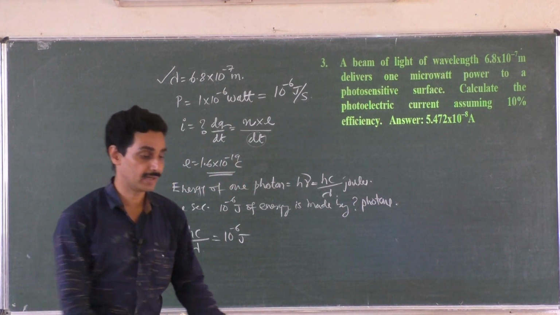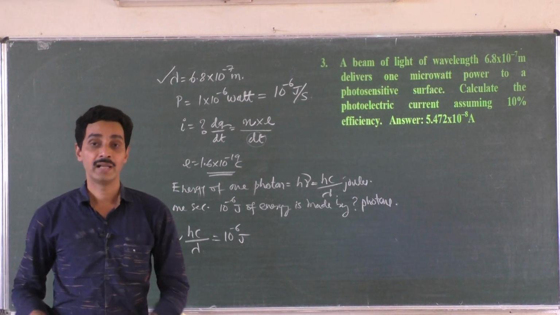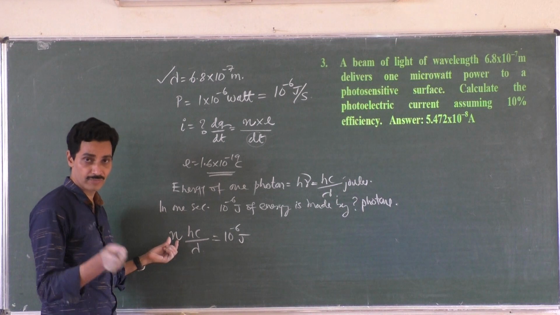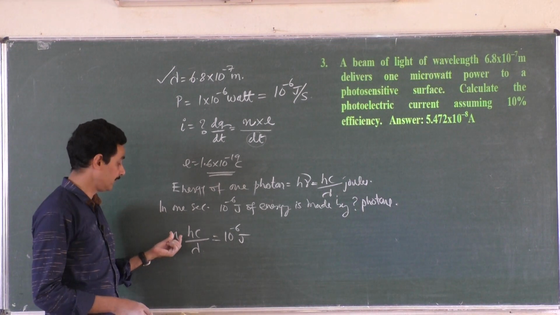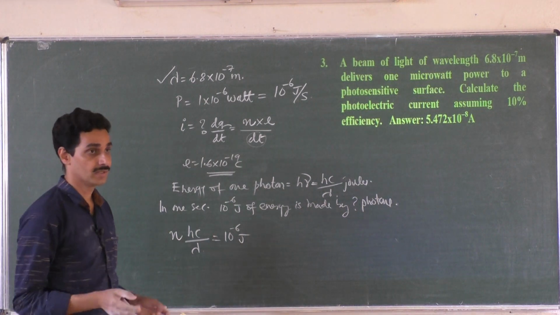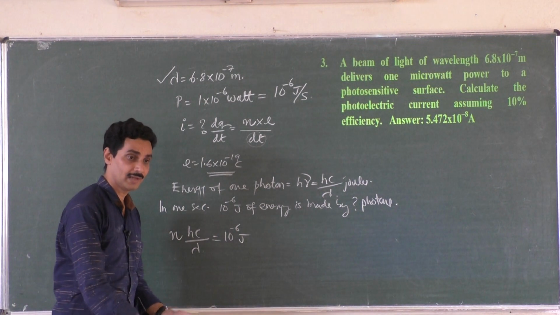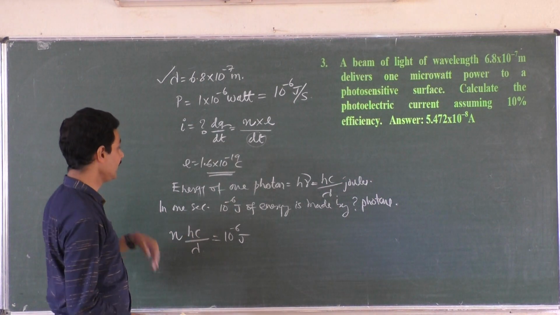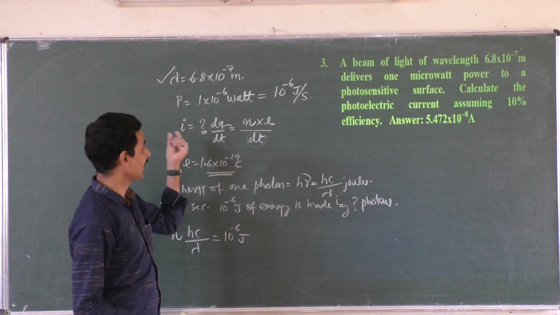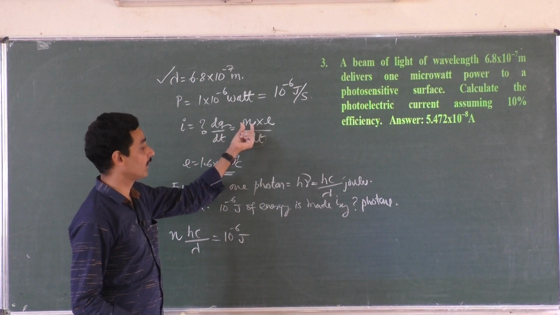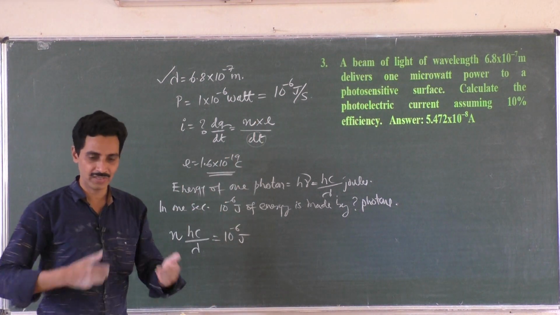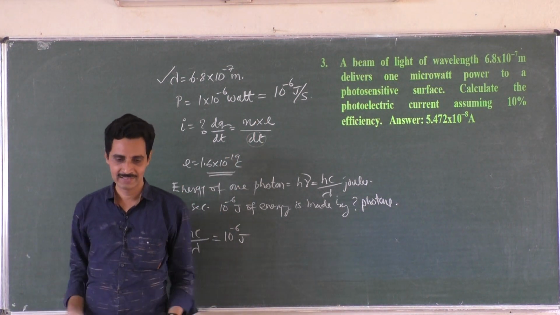Each photon removes one electron. Then how many electrons are removed from the surface? Same n, because every photon removes one electron, same n number of electrons are emitted. In what time? In 1 second, because n photons fall in 1 second and n electrons are removed. If n electrons are removed in 1 second, why can't you calculate the current? Because current is the number of electrons into charge of each electron, total charge divided by time. So you see one by one how it is connected, right?